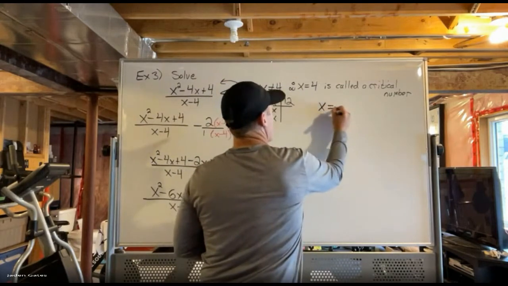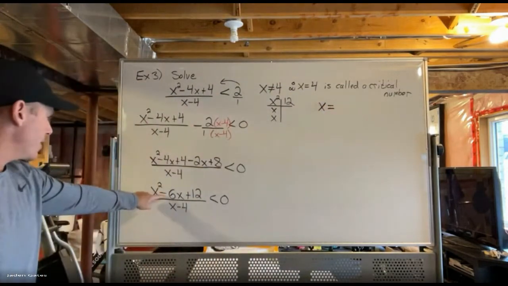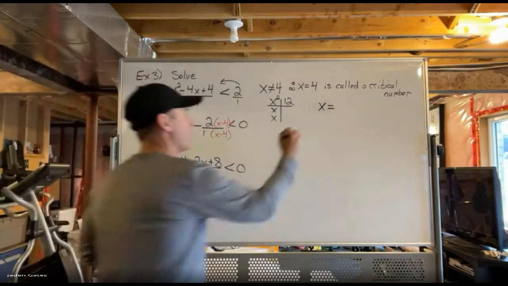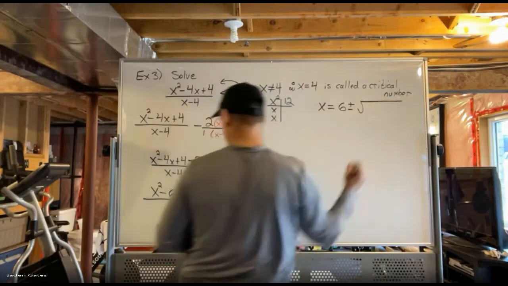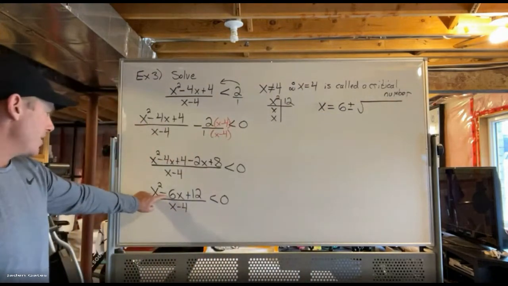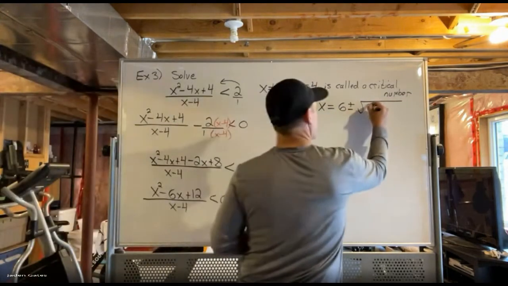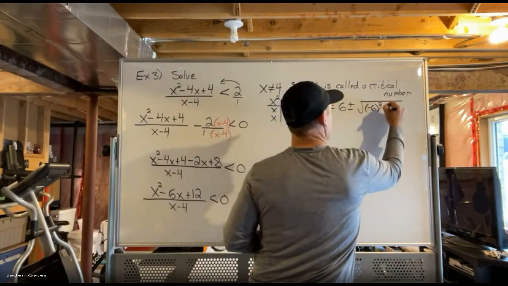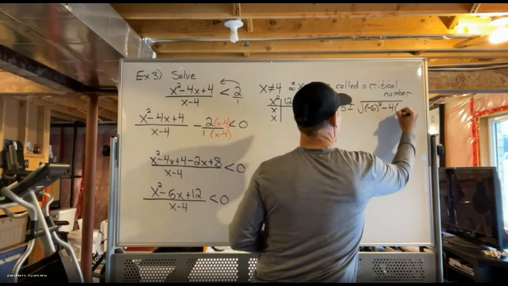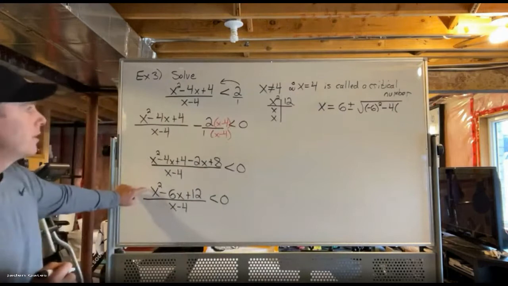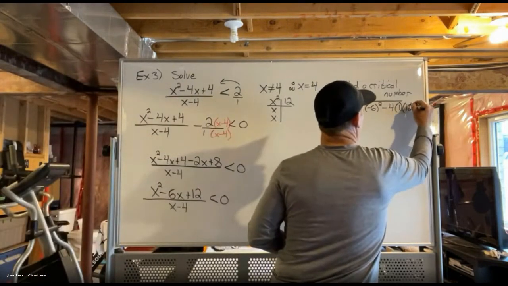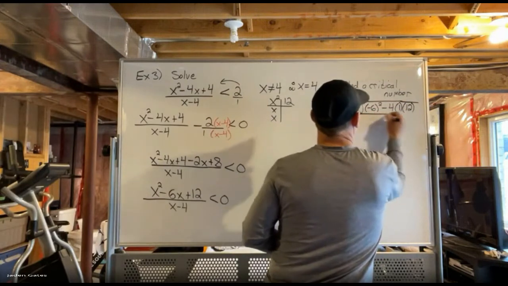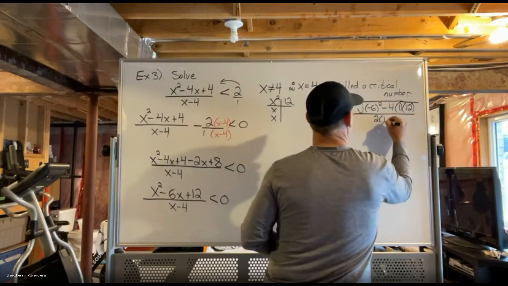x equals minus b. Minus b is minus already, so it's going to become a positive, plus or minus the square root of b squared. Again, b is -6, the number in front of x, so that's -6 squared, minus 4ac. What's our a here? Oh, it's 1. And c is 12, so 1 times 12, all over 2a, which is 2 times 1.